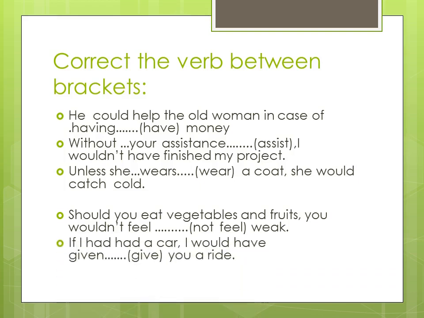The last one: if I had had a car, I would have given. Notice here "had" is repeated because the first "had" is an auxiliary and the second "had" is a past participle form. So this is the third case, right? If I had had a car, I would have given you a ride. But if I had a car, I would give you a ride, changing from the second conditional to the third conditional. So you have to notice the verb "had" in the last sentence.